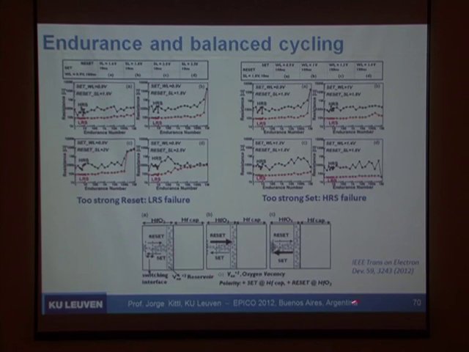And this was published recently, where, again, the idea is that if in your cycling you have to balance the cycling, if you're pushing vacancies too much in one direction, they will pile up and at some point basically either disrupt the filament permanently or make it too conductive permanently, etc. So basically this idea of balanced switching.